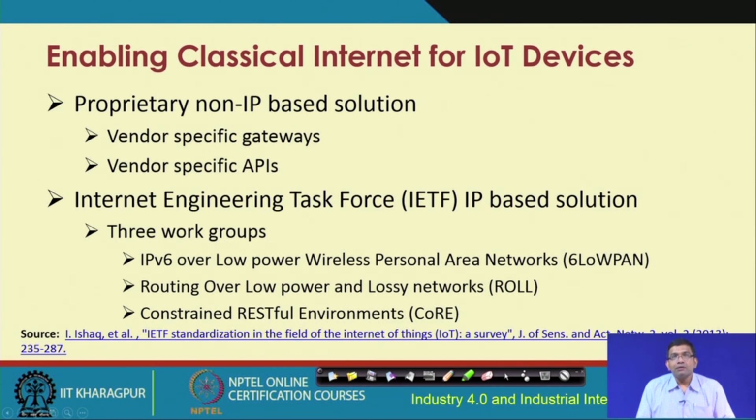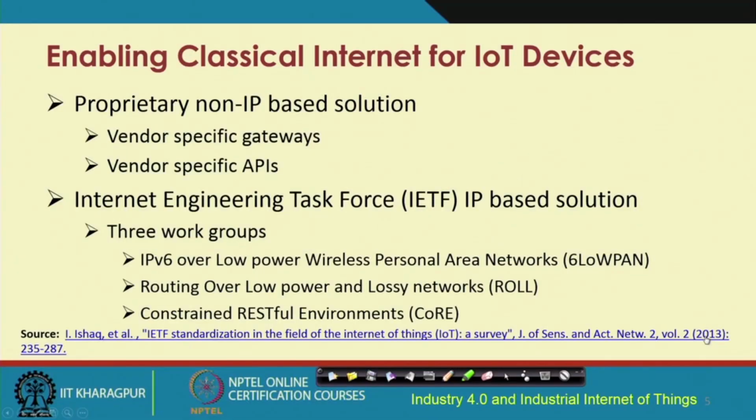like 6LoWPAN, which talks about IPv6 over LoWPAN, low power wireless personal area network, and this is the one that we discussed in the context of connectivity in the previous lecture. So, IPv6 over LoWPAN is one such technology, one such protocol, which is being worked upon by a specific 6LoWPAN working group. Likewise, there are other working groups talking about the adaptation of IoT requirements to the internet, so that you can use the existing internet to support IoT applications.